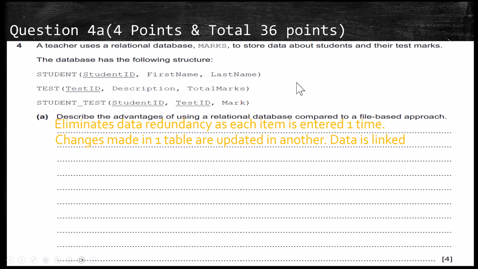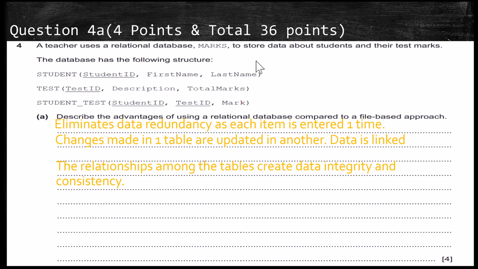So changes made in one table are updated in another. That's why I want to use a relational database, because the data is linked. I don't have to go into 15 different tables to change it. When I make the change in one table, it'll update all those others. The relationships among the tables create data integrity and consistency. Let's say a student changes their student ID. Because I have it linked right here in the student test table, it will make that change because they're going to be tied together.